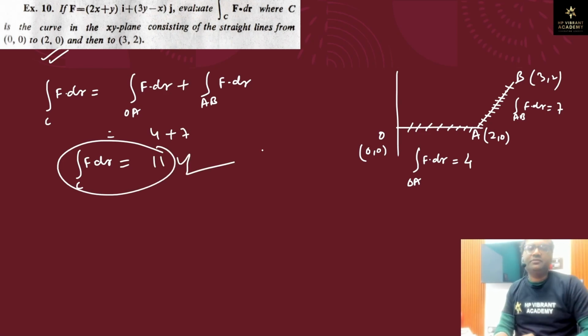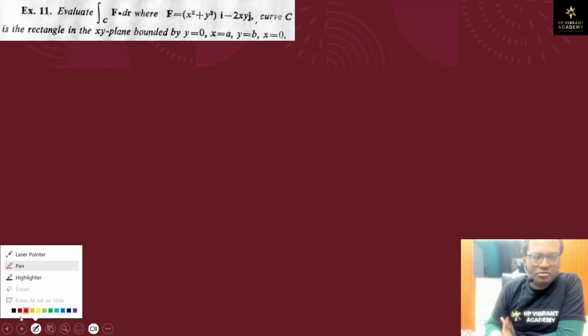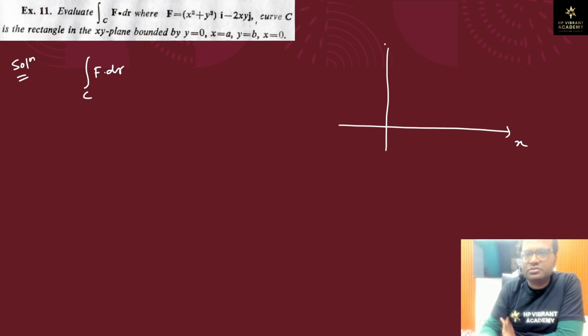Answer. Okay, so let us discuss question number 11. How can we solve this? We have to evaluate f dot dr along the curve C, and C is given as a rectangle in the xy plane bounded by, so we have the xy plane, this is x and this is y.